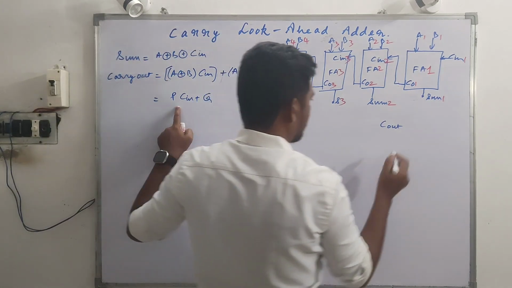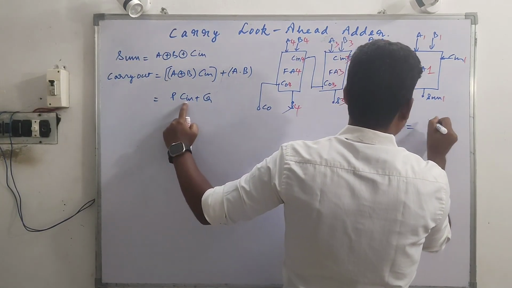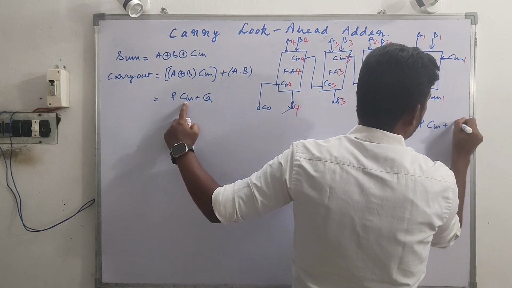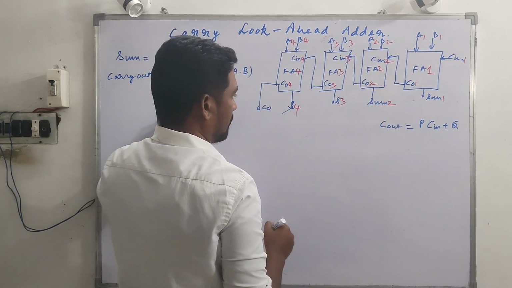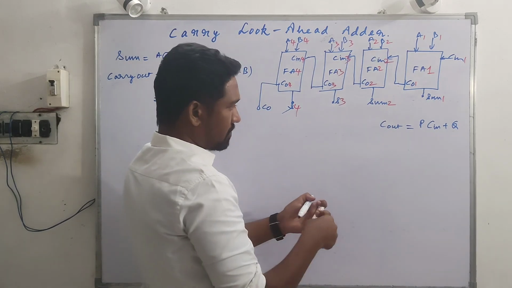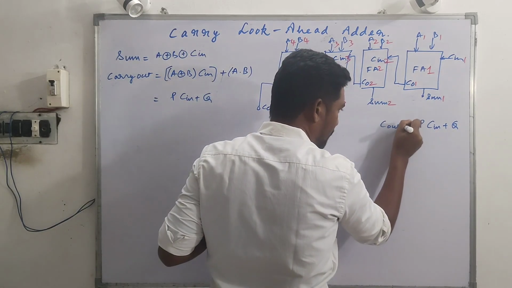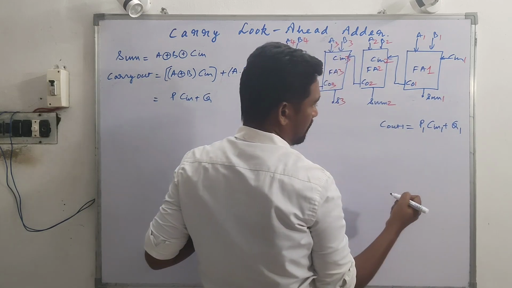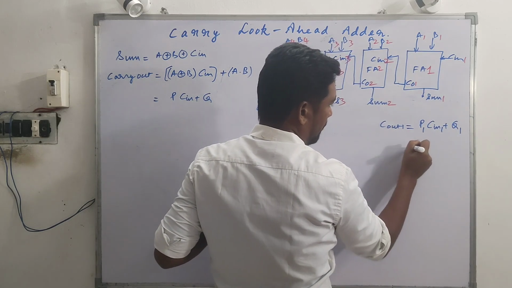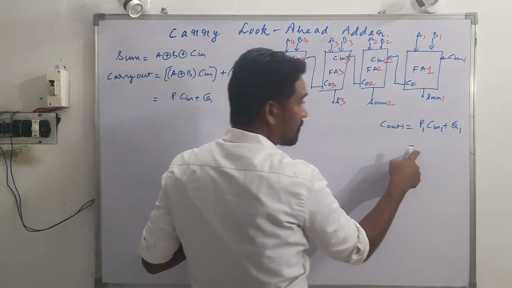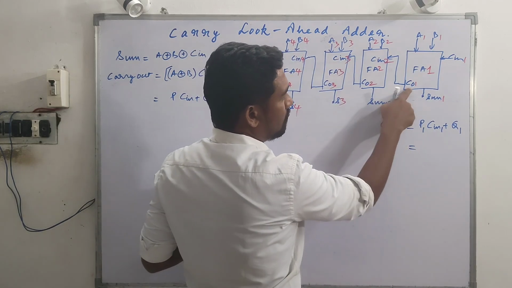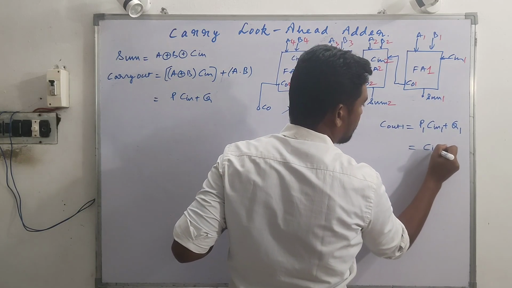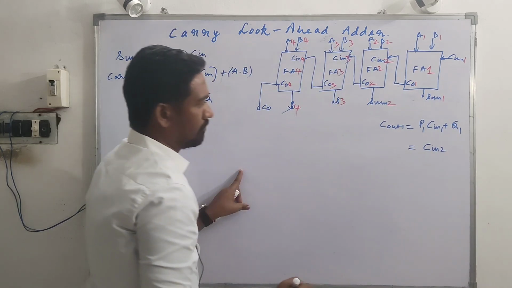Cout is P Cin plus G. For the first stage, Cout1 will be P1 Cin1 plus G1. This has to be remembered, it is very important. And this Boolean expression is equal to something. What is that? Cout1 is also equal to Cin2.